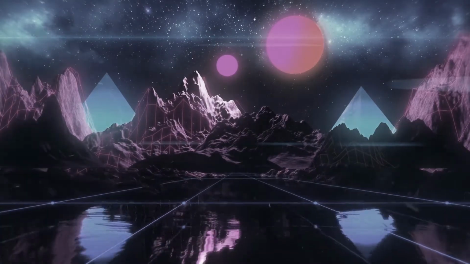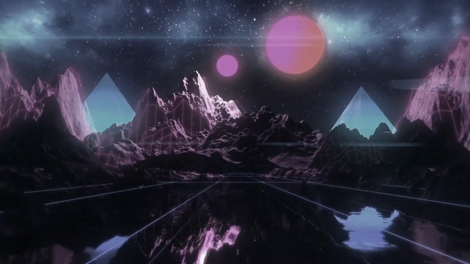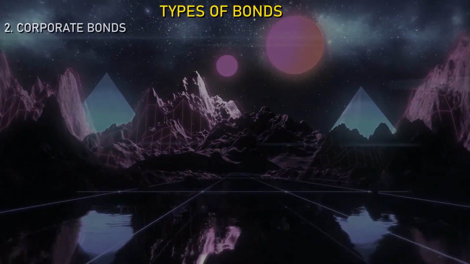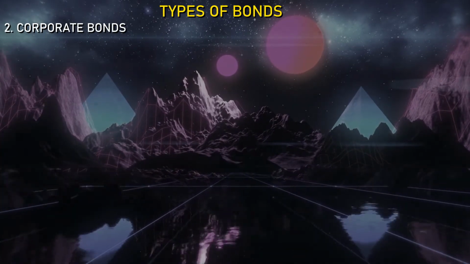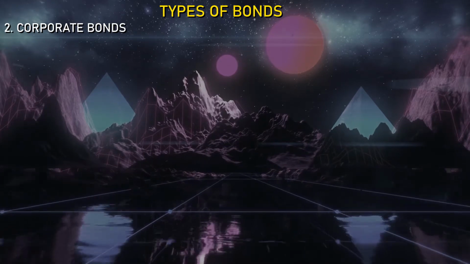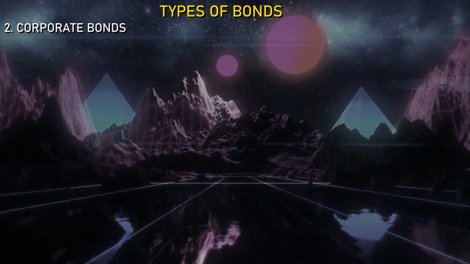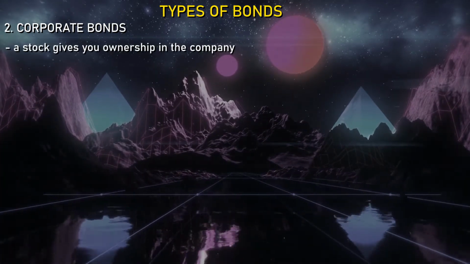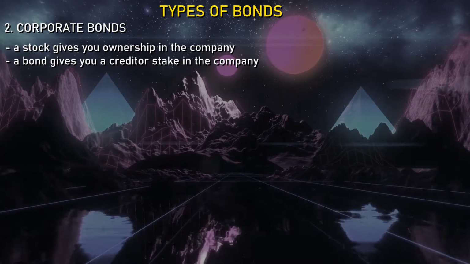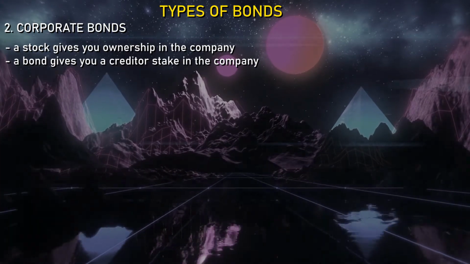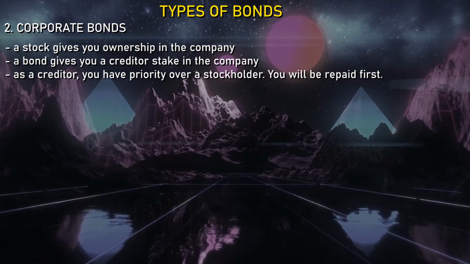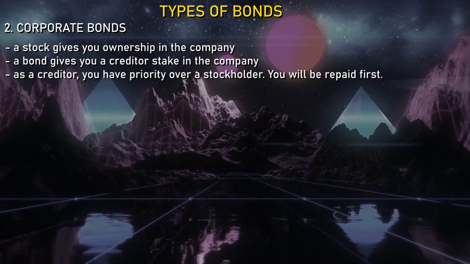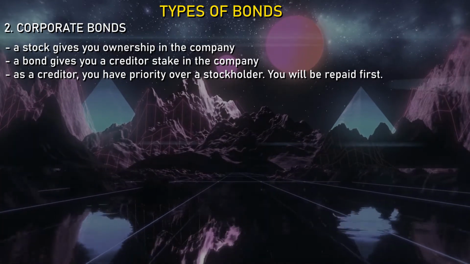Now that we're done with government bonds, let's move on to the second type, corporate bonds. These are bonds issued by corporations. The main difference between buying a stock in a company and buying a bond is that a stock gives you ownership in the company. A bond gives you a creditor stake in the company. What this means is that if the company goes bankrupt, as a creditor, you have priority over a stockholder. You will be repaid first.